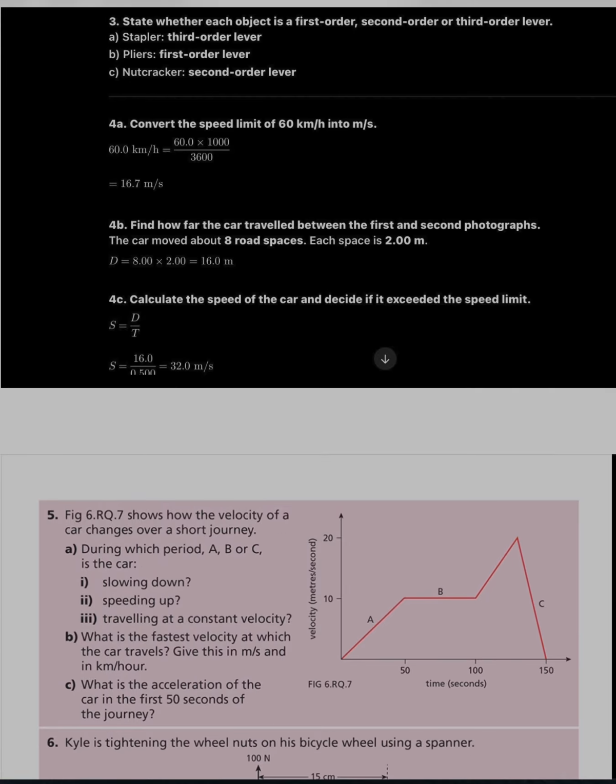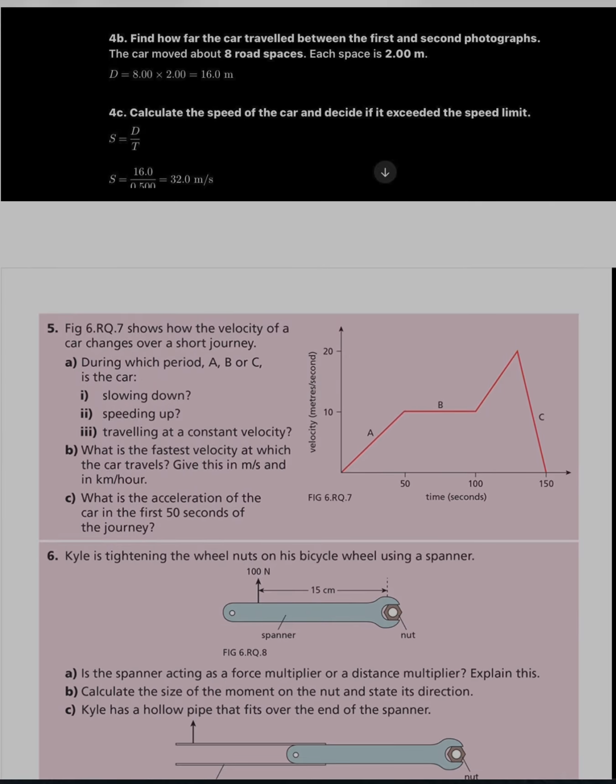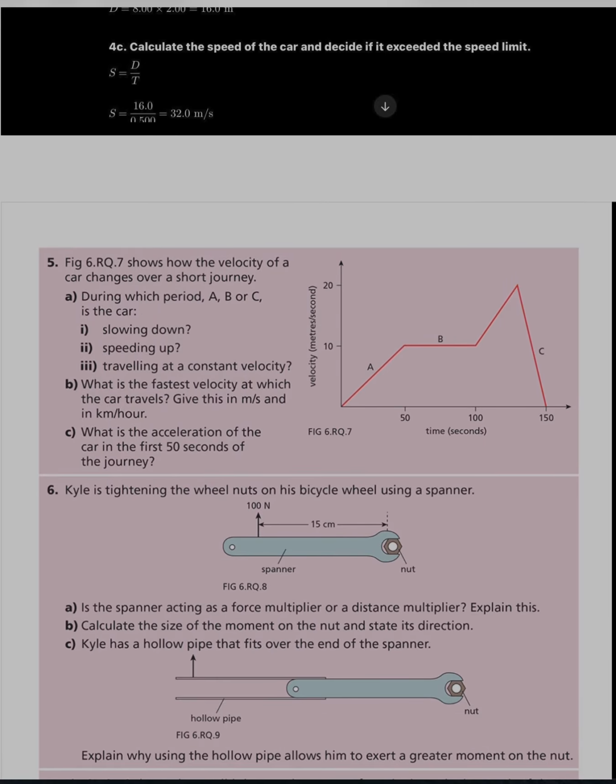4C. Calculate the speed of the car and decide if it exceeded the speed limit. S equals 16.0 over 0.500 equals 32.0 meters per second. Since 32.0 m/s is greater than 16.7 m/s, the car was exceeding the speed limit.